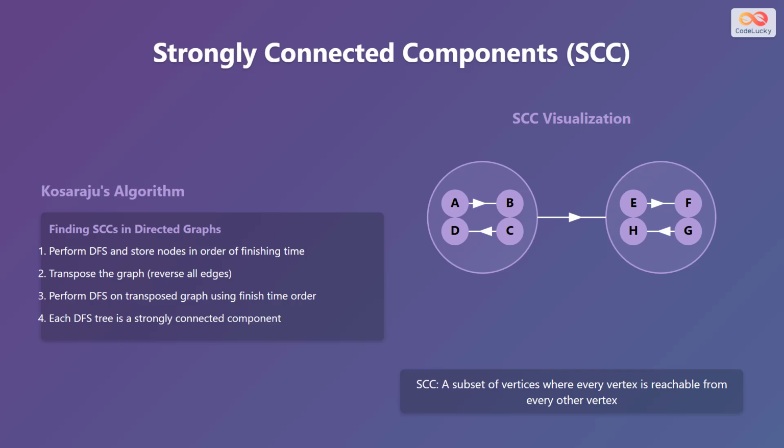The algorithm involves first performing a depth-first search and storing nodes in order of finishing time. Then transposing the graph and performing depth-first search on the transposed graph using the finish time order. Each depth-first search tree is a strongly connected component. On the right, we have a graph visualization showing two strongly connected components.